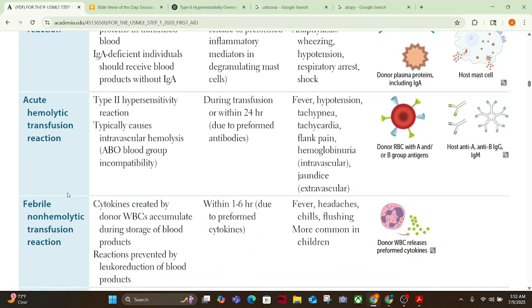Next, we have acute hemolytic transfusion reaction. This is a type 2 hypersensitivity reaction. It typically causes intravascular hemolysis, like an ABO blood group incompatibility. The timing here is during transfusion or within 24 hours due to preformed antibodies. Symptoms include fever, hypotension, tachypnea, tachycardia, flank pain, hemoglobinuria, and jaundice.